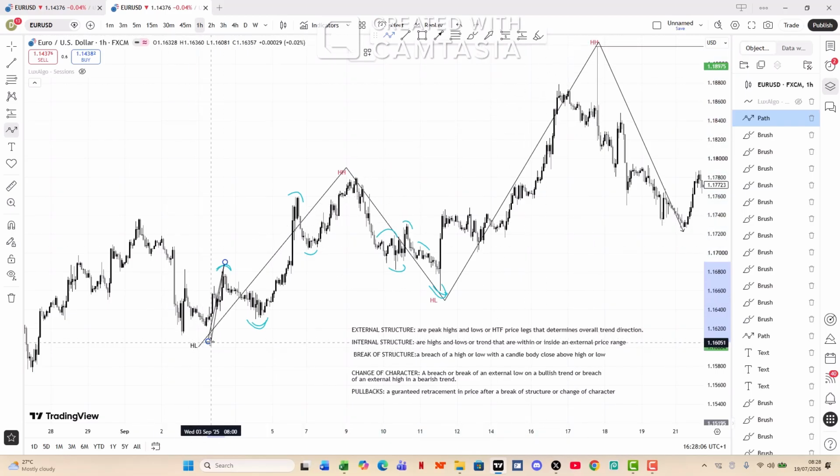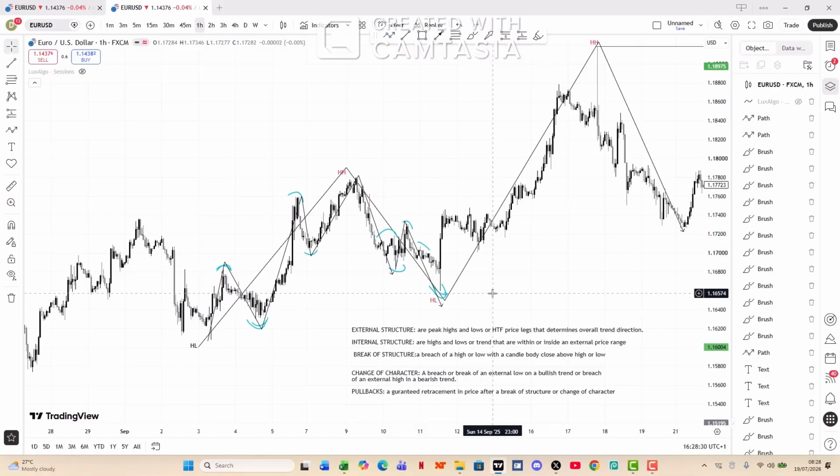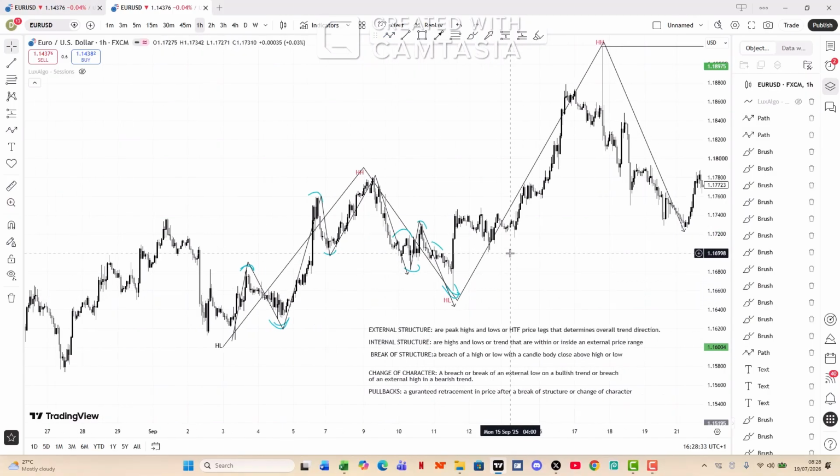This is the higher high, the higher low, the higher high, the higher low, like that, the higher high, right? Now the lower high, right? After the lower low, we get the lower high and the lower low, right? So that is internal structure and external structure, right? It is clearly a little structure inside the range of an external structure.